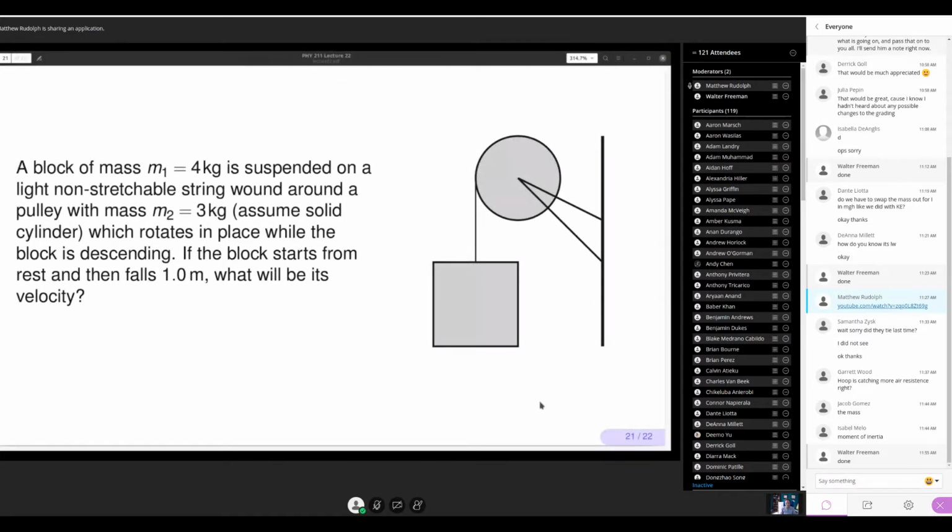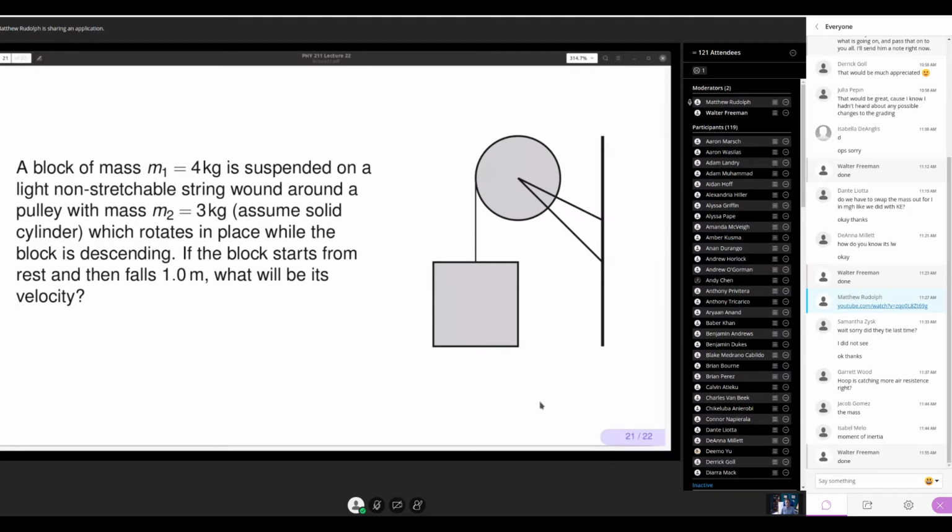Okay, so in this now we're going to have a block that's suspended on a string from a pulley, right? And so when it falls, the string can come out and it can make the pulley rotate. And we did some pulley problems earlier in the semester, right? We just said, oh, just pretend the pulley has no mass.